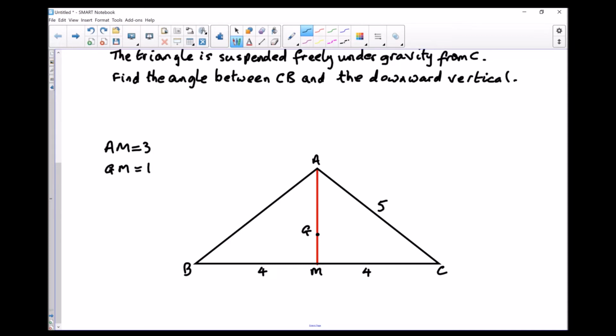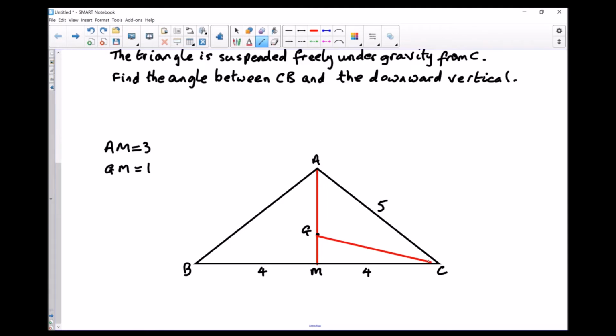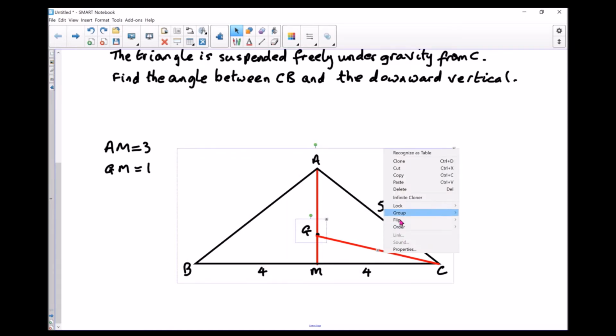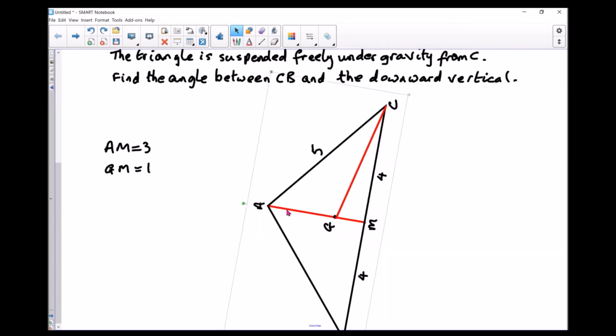So we know now that G, as we found it, lies on the line GC, which is vertical when the thing is suspended. And now let's look at a line from G to C. Okay, we know that that line GC is vertical. Now comes the clever bit. We want the line GC to be vertical.